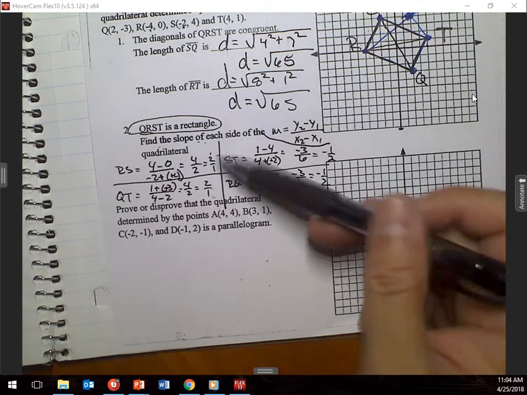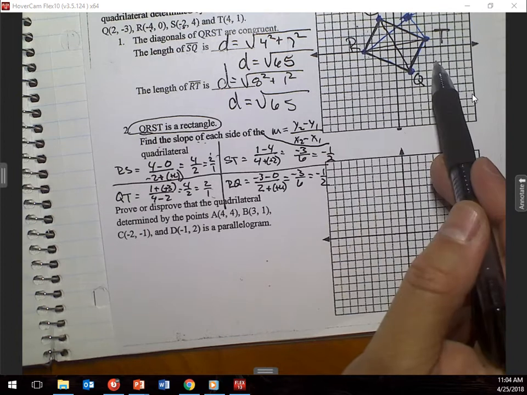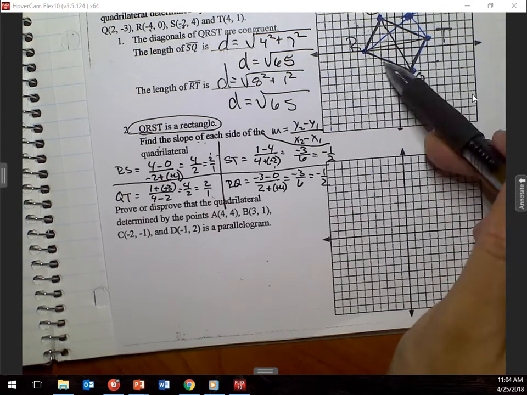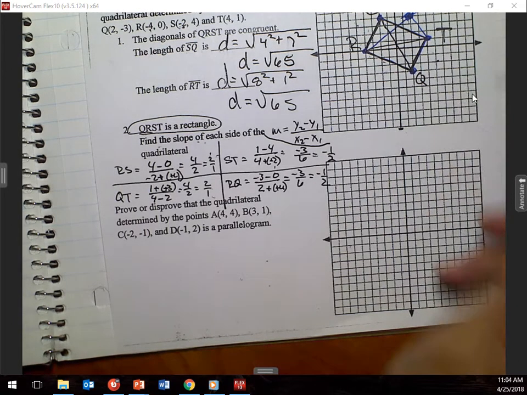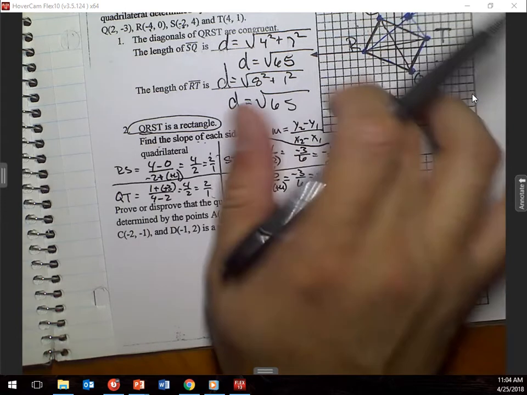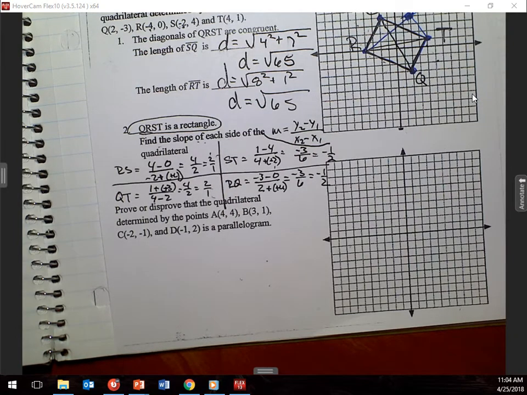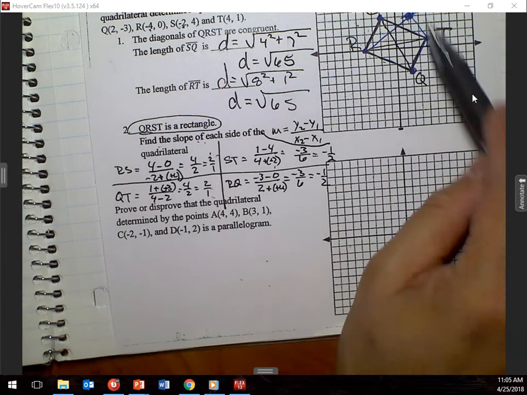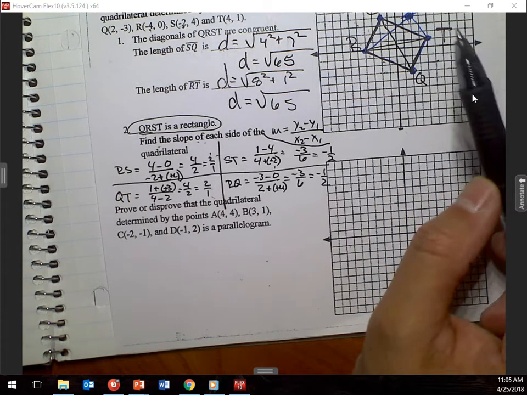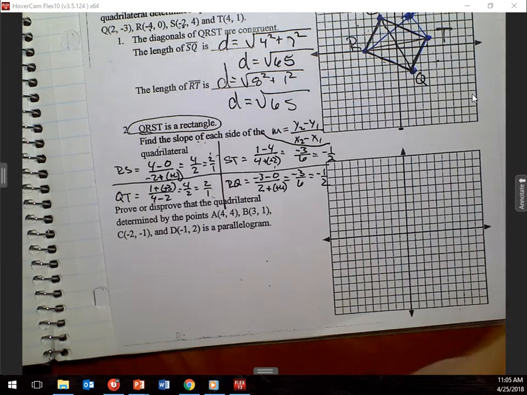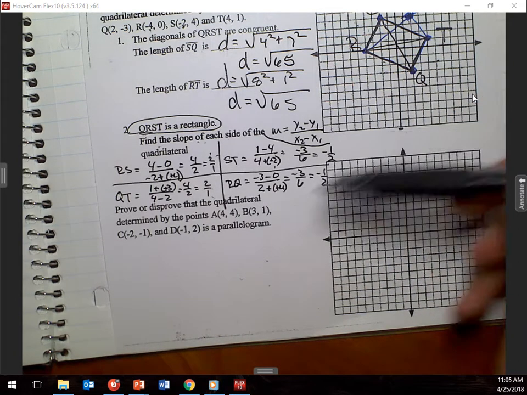So those two are the same, so opposite sides are parallel. And these two opposite sides are parallel. So in this case, are all opposite sides parallel? Yes, they are. So this has to be a rectangle. Opposite sides are parallel and the diagonals are congruent. Okay?